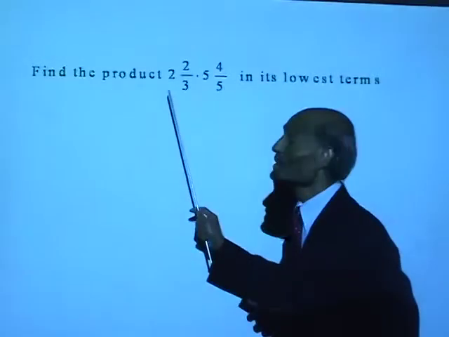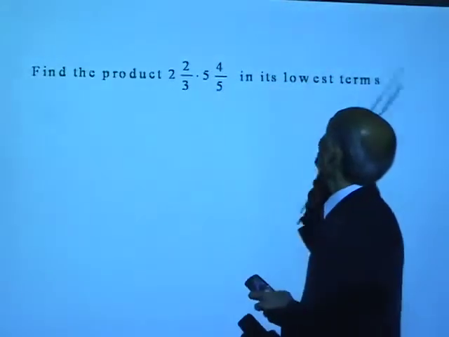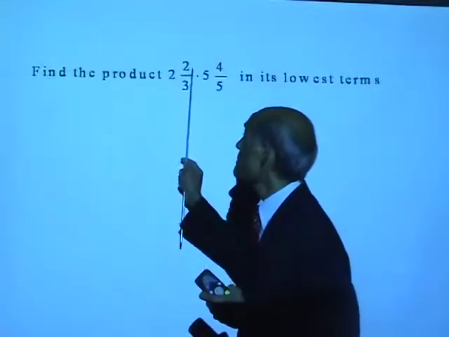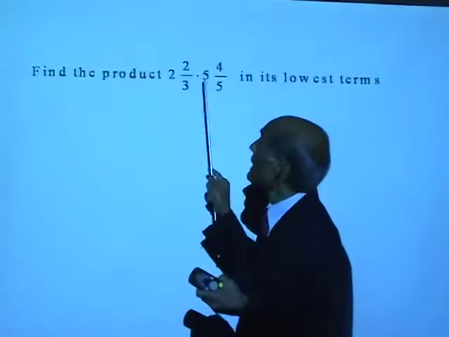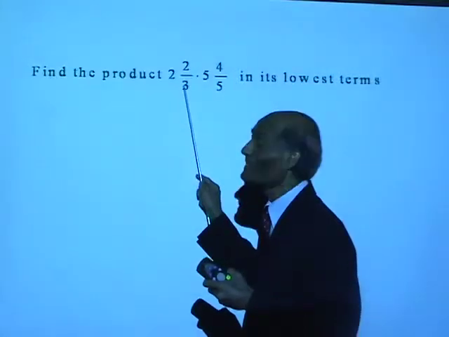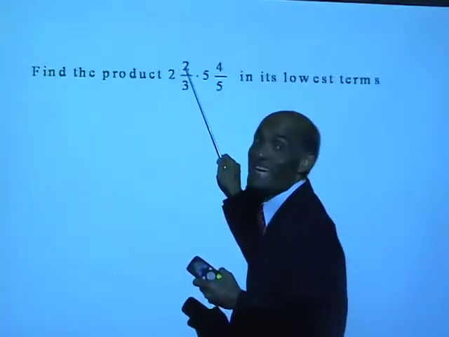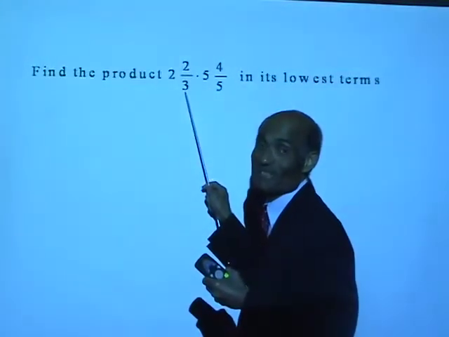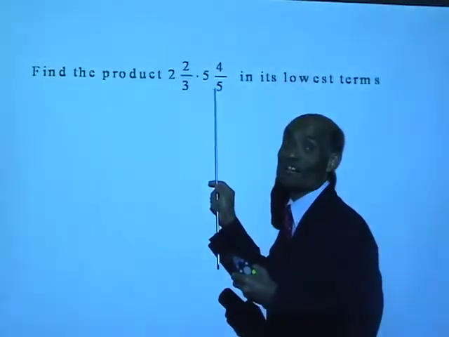Find the product. 2 and 2/3 times 5 and 4/5 in its lowest terms. Alright, tell me, what is the first thing to do here? These mixed numbers need to be written as improper fractions. Alright, help me quickly. How do you write 2 and 2/3 as an improper fraction? Now watch this. 3 times 2 is 6. 6 plus 2 is 8. So 2 and 2/3 is 8 over 3. Right? Alright. What is 5 and 4/5 as an improper fraction?